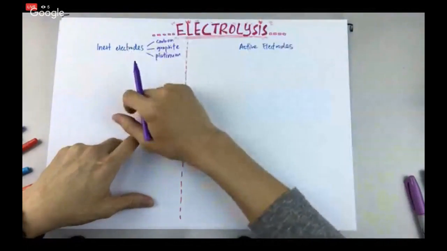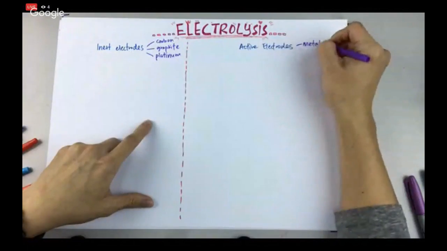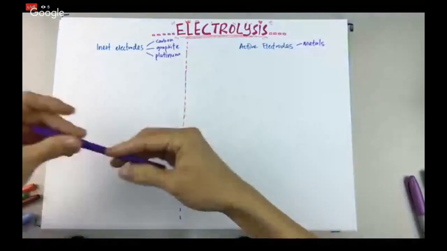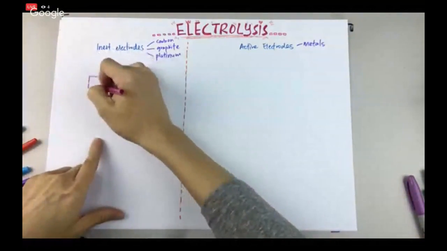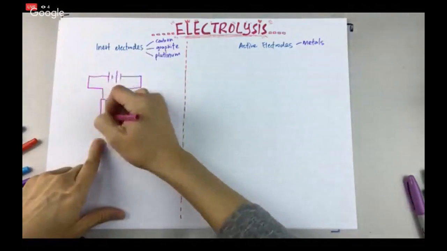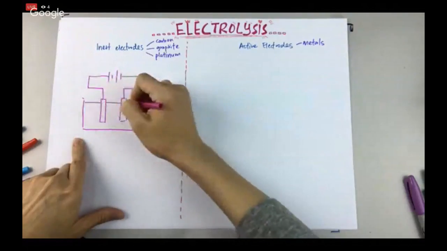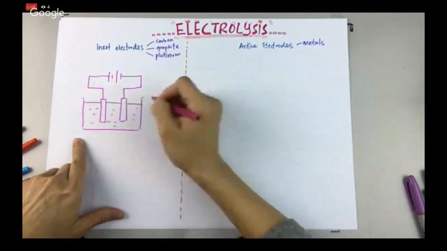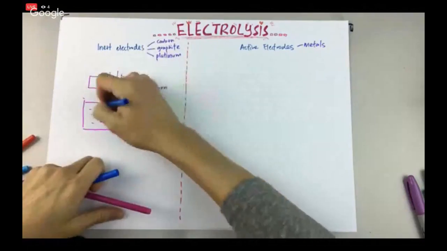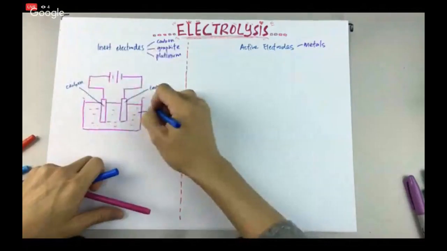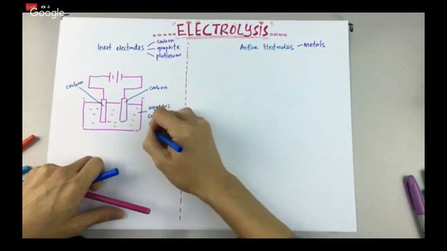Let's see an example. So basically, this is the basic setup of electrolysis. In this case, both electrodes are carbon. The electrolyte, for example, is copper(II) nitrate solution. For electrolysis, the first step is to always look for the ions present in the electrolyte.